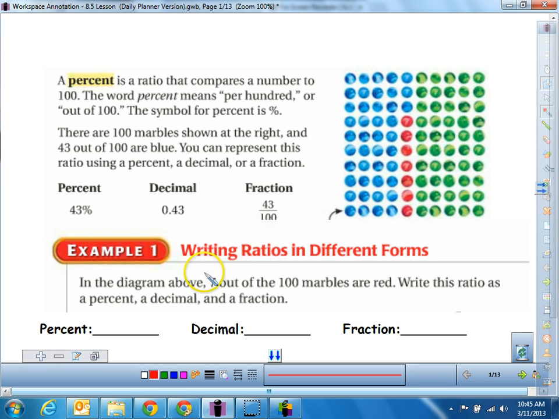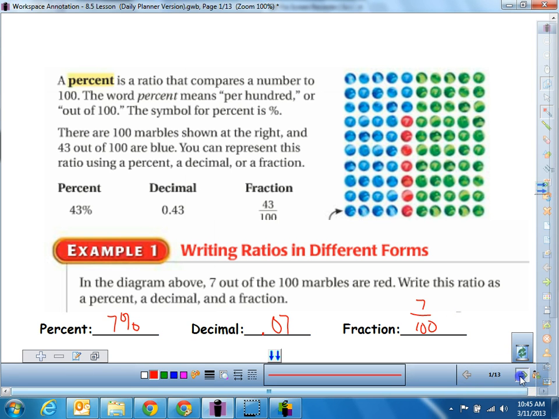So let's keep going. In the diagram above, 7 out of the 100 marbles are red. So we have 7 of them here. Can we write that as a percent? What would that be? If we know 7 out of 100, that should be 7%. And don't forget to put that little percent sign, otherwise it's just a 7. What would our decimal be? 7 out of 100. That would be 0.07, right? 7 hundredths. We need to make sure we get over to that hundredths place. And then as a fraction, it would simply be 7 over 100. And it's a prime number, so we can't simplify it. Otherwise, I would tell you to go ahead and simplify.